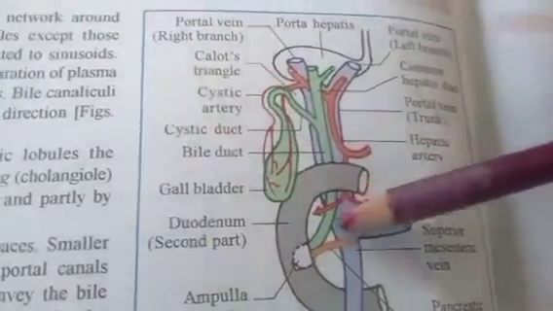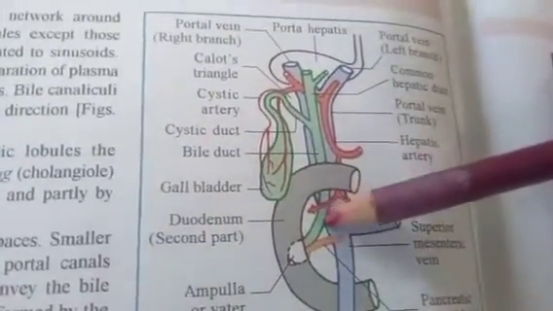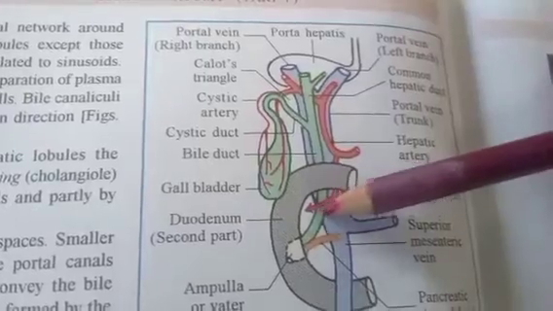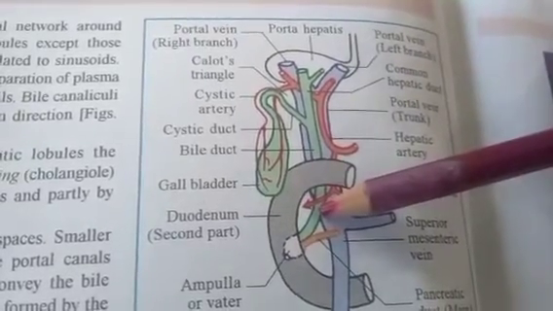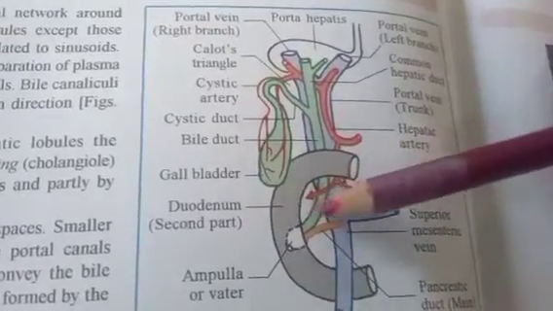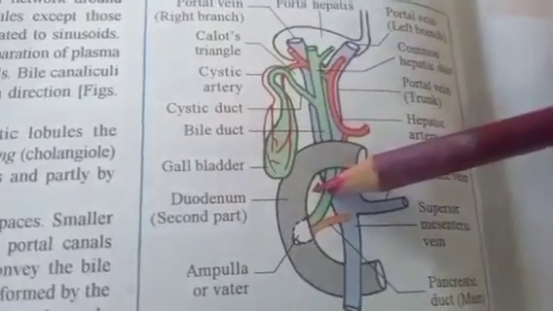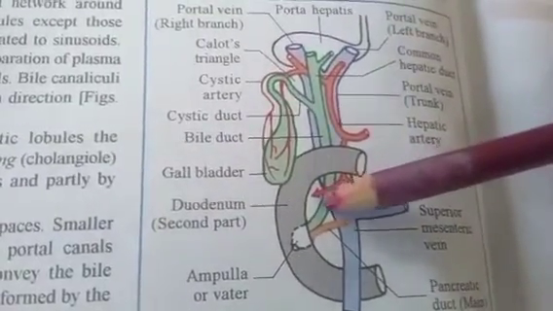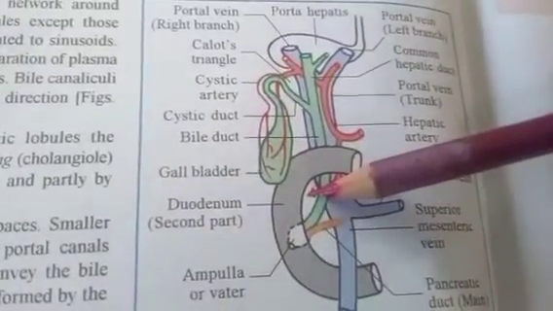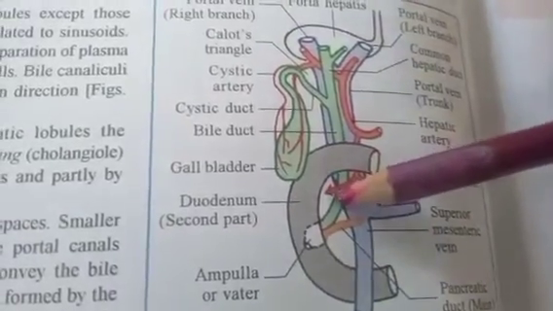The infraduodenal part is related anteriorly with the head of the pancreas, and posteriorly it is related with the inferior vena cava. As we have discussed, the infraduodenal part lies embedded in the groove, just behind the head of the pancreas. That's why anteriorly it is related with the head of pancreas.